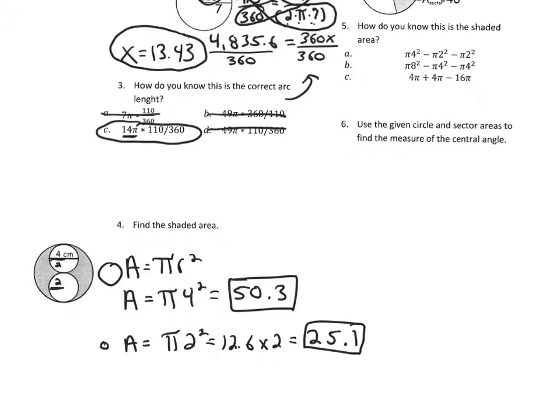So our last step is we have to subtract out the 2 little circles. So we do 50.3 minus 25.1. And we find the area of just that shaded area of the big circle to be 25.2 centimeters squared.